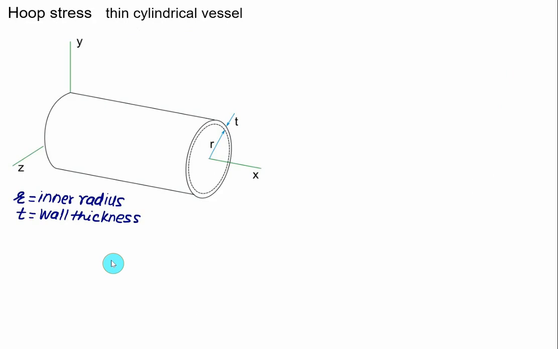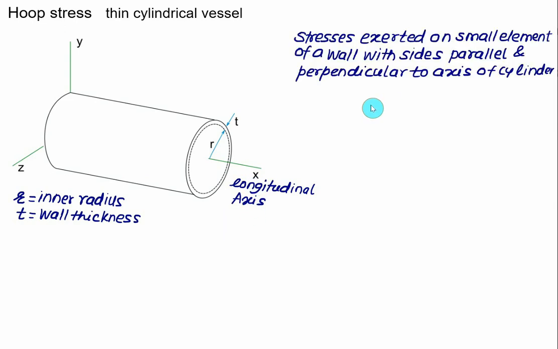So consider a thin cylindrical vessel of inner radius equal to r, and a wall thickness equal to t. We'll set up our axis system. Along the longitudinal axis we'll have the x axis, and we'll set up the y axis perpendicular to the x axis, that is our plane, and the z axis is protruding away from the plane. So the length of the vessel will be measured along the longitudinal axis, that is along the x axis. We are interested in the stresses exerted on a small element of this wall with one side parallel to the x axis, and another perpendicular to the x axis.